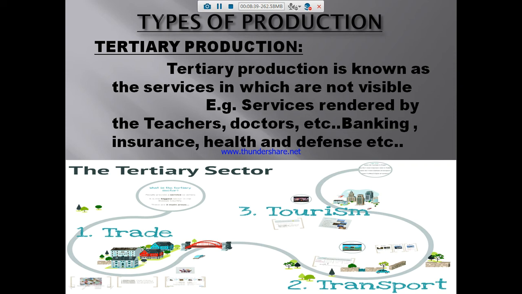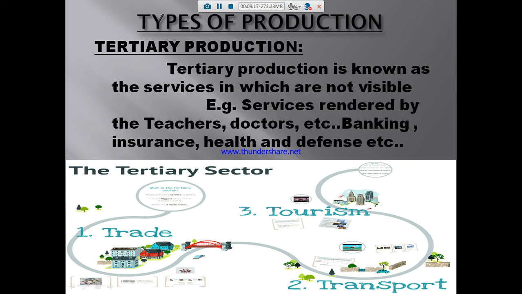Okay, so tertiary production is known as the services which are not visible. It is rendered by the teacher or doctor, etc., or to the economy relating to banking, insurance, education, health, defense, etc. These are the examples for this tertiary production. Okay, so whatever services are related to the industry and the sectors is called the tertiary production. Service related production, that is the tertiary production. Okay, did you understand that?